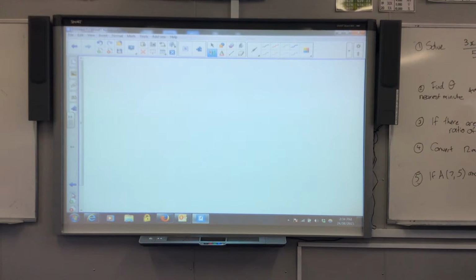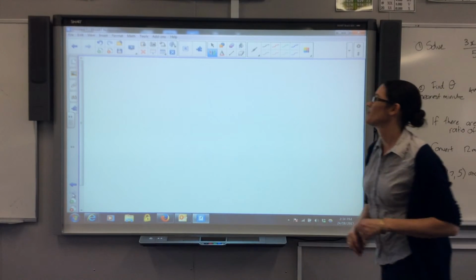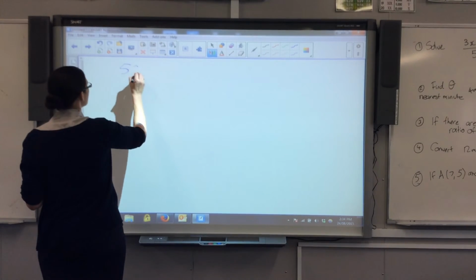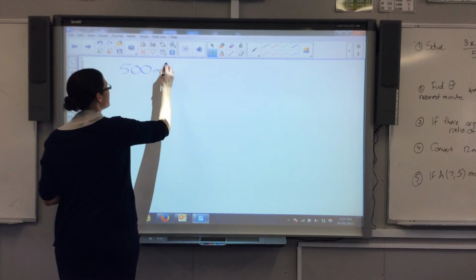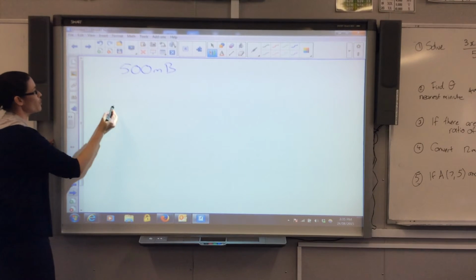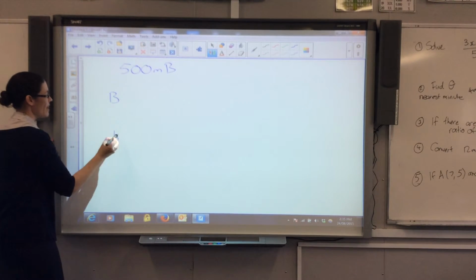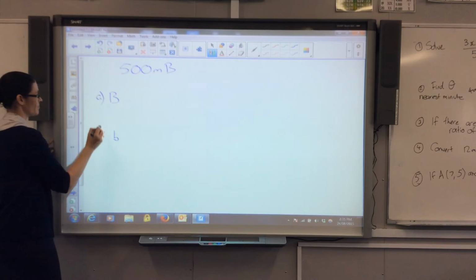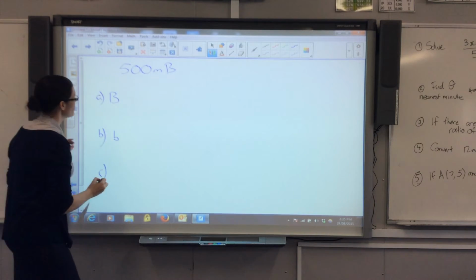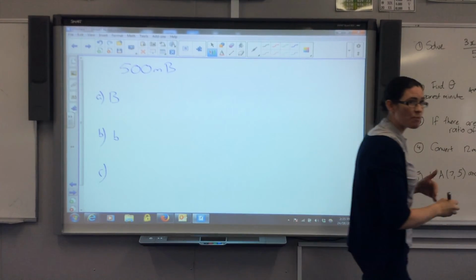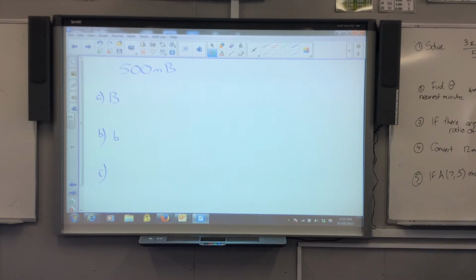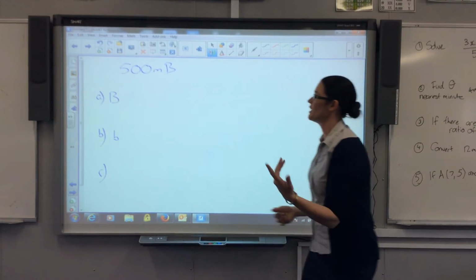Alright, let's try and convert. Let's do one more conversion. Let's say we've got 500 megabytes. We start with 500 megabytes. We're going to convert it to bytes and to bits. So we're going to go from megabytes to bytes. We're also going to convert it to bits, and then we might go to kilobits as well.